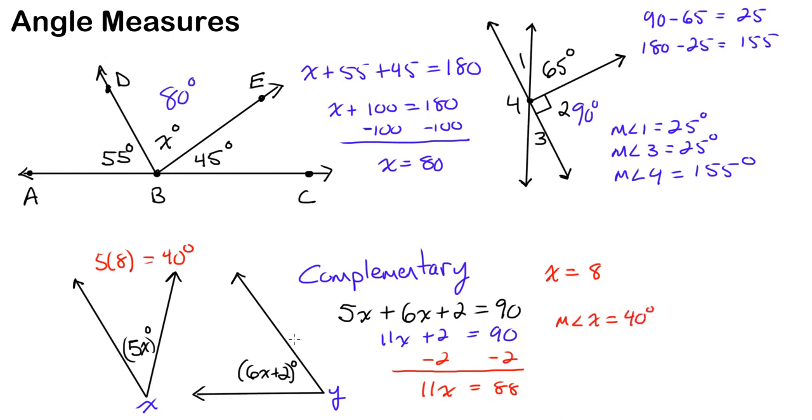And since they're complementary, that means the measure of angle Y should be 50 degrees, because 40 plus 50 is 90. But let's work it out. So we have 6 times 8 plus 2. And 6 times 8 is 48, and 48 plus 2 is 50 degrees. So the measure of angle Y is 50 degrees.